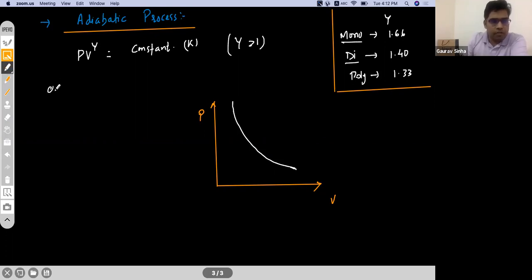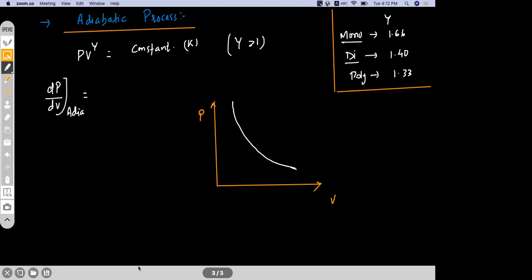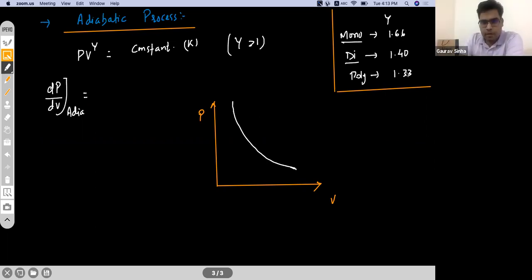Could you tell me the slope of this graph, dP by dV of adiabatic process? Could you tell me the slope? Yes, what is it? Gamma k V to the power gamma plus 1, is it?